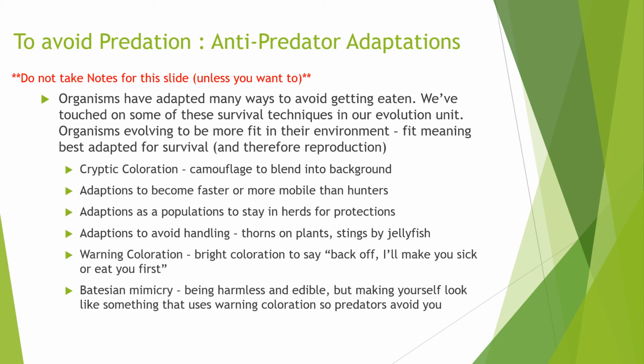Then there are adaptations to avoid handling, which means things like thorns on plants or stings by jellyfish. Then we have warning coloration. So bright coloration that basically says, back off, I'll make you sick if you eat me, or back off, I'll eat you first and you'll die from my bite, something like that. And then there's something called Batesian mimicry, which is being harmless and edible, but making yourself look like something that uses warning coloration so predators avoid you. So a bunch of really cool adaptations that animals have used to interact with each other to avoid getting eaten.